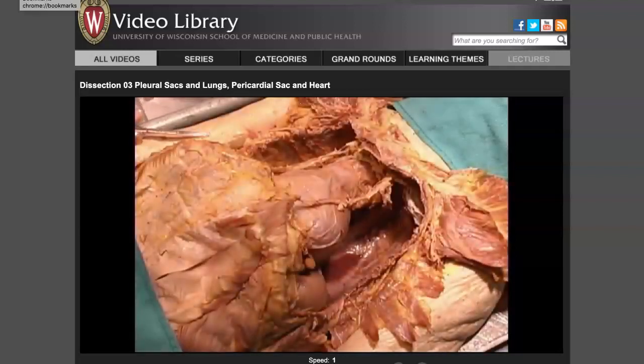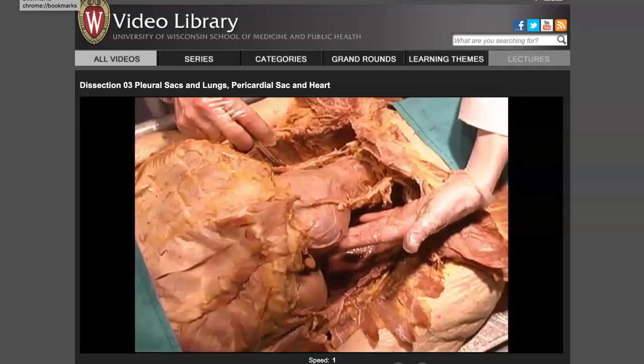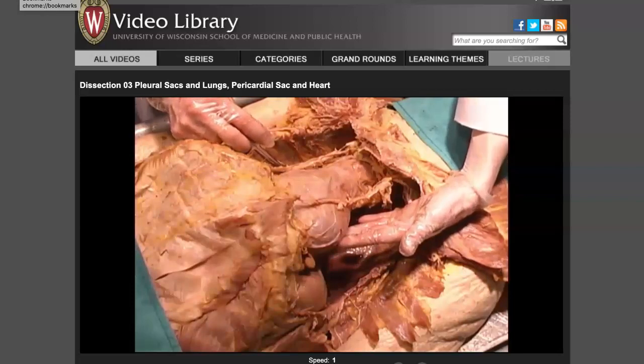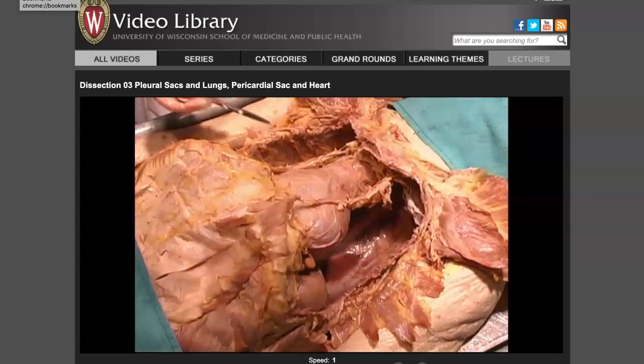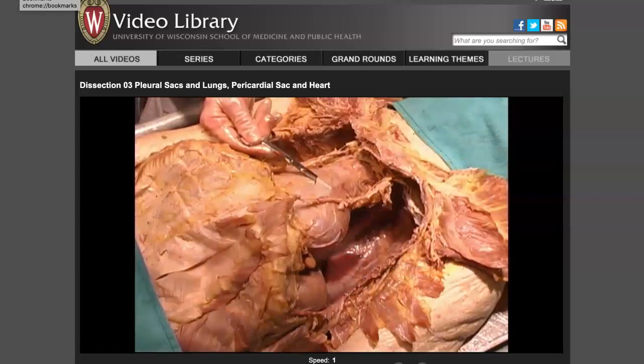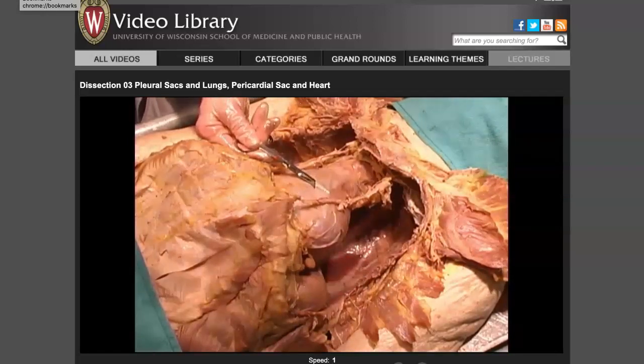Now that we've removed the lungs, essentially everything that you see remaining here in the midline of the chest cavity is in a region called the mediastinum, and this would include the heart. Now the heart, like the lungs, is surrounded by a sac called the pericardial sac that will reduce the friction as the heart enlarges and contracts again.